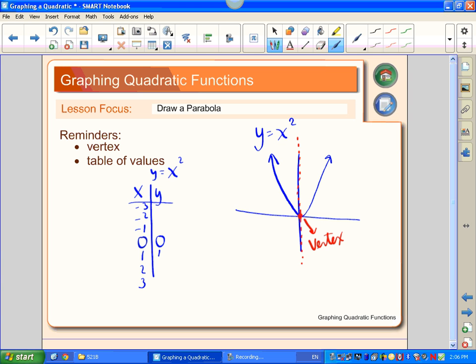But because of symmetry, -1 is also going to give me the 1. I put a 2 in, 2 squared is 4. But I also know that -2 squared is 4. 3 squared is 9. -3 squared is 9. So I have that symmetry occurring in my table of values. Using that information is really important for graphing. And I always find my vertex and place it right in the middle of my table of values.